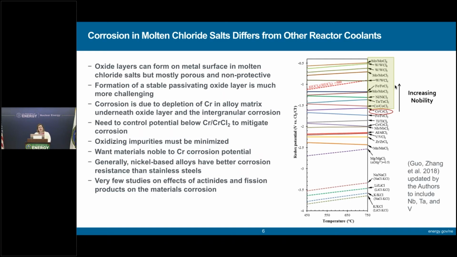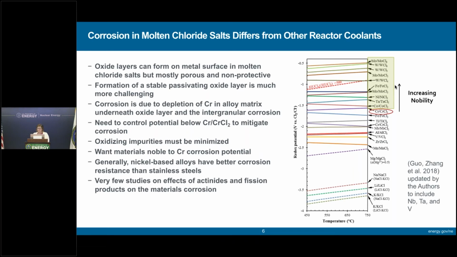So now focusing on one of the two different types of salt, the chloride salts. And here you have the redox potentials for a bunch of different elements in the chloride salts. You'll see that chromium is not in a really good place for the redox potentials for us. We usually depend on chromium in materials to be our method of corrosion resistance, and that's going to be a challenge for us in chloride salts. So having other mechanisms to control the corrosion is going to be needed.